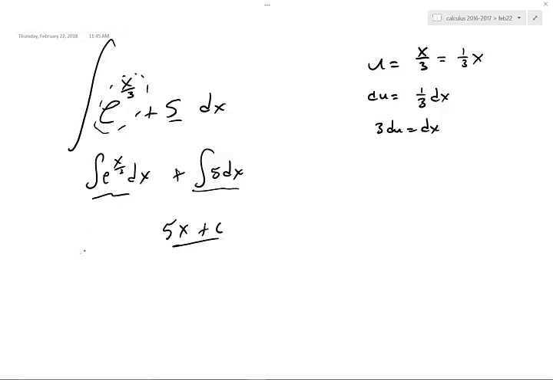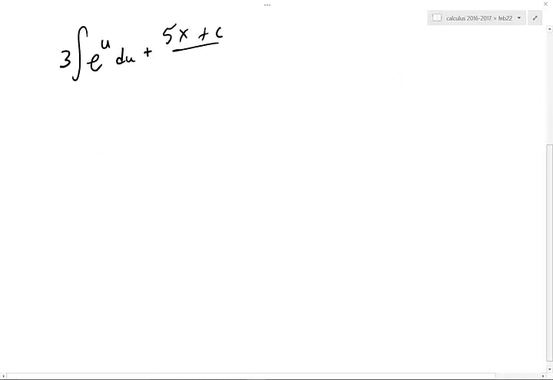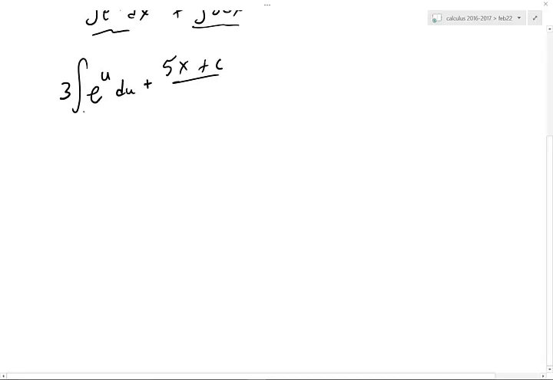Well, I'm going to change this to e to the u, yes? And then I'm going to replace dx with 3 du. Okay? Now, we're not done. I'll just make that 5. This is not part of the problem, I'm just keeping track of it with me. I mean, this is part of my final answer, but it has nothing to do with this piece here, yes?